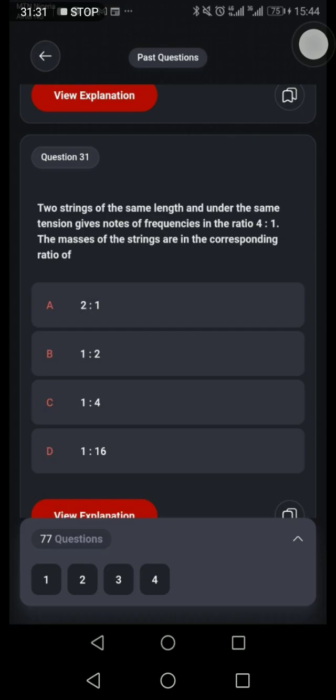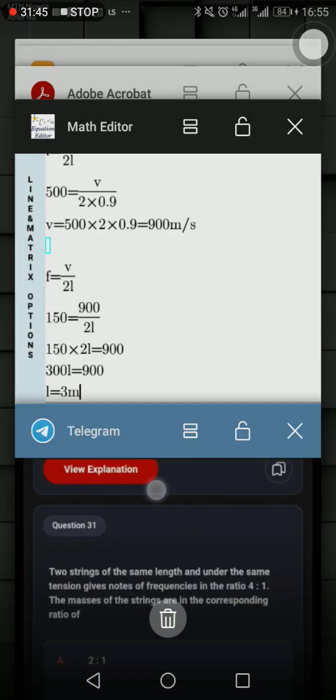Okay, so the lengths are the same, tensions are the same. What is not the same is the mass. Their frequencies are also not the same. So let's look at this now.